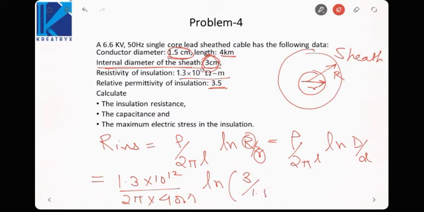3 by 1.5. So how much does this come out? It will be 1.3 into 10 raised to power 12 divided by 2 divided by pi divided by 4000 into ln 2. So this will be 35.85 mega ohm. Okay, so that is why the insulation resistance is always high. Next, it is asking capacitance.